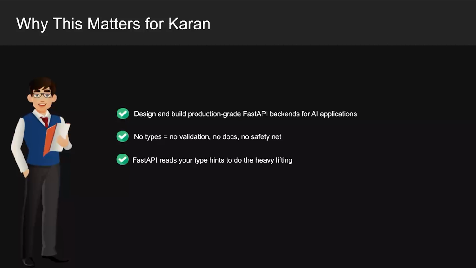Here's the thing about Karan's situation. He knew how to call an LLM, build a retrieval pipeline, and chain together prompts. But when it came to exposing that as an API, there was no structure, no contract, no way for the framework to know what was coming in or what should go out. FastAPI fixes that through Python's type hint system. Once your code is typed, FastAPI can validate every request, reject bad inputs, and generate documentation, all automatically. Types are the foundation everything else is built on.